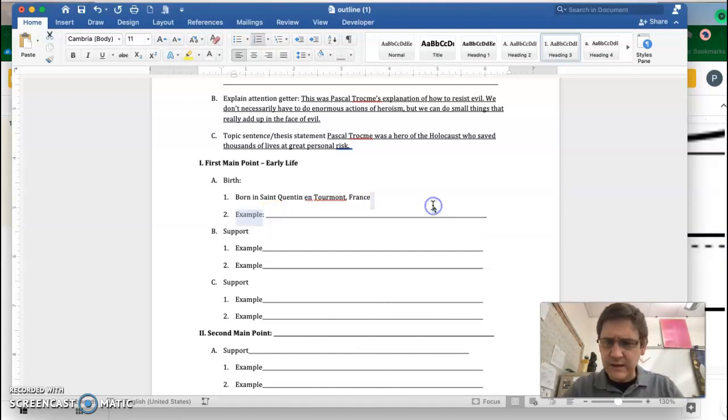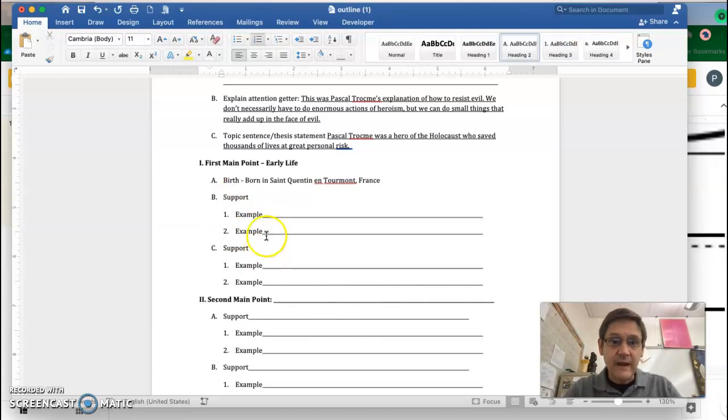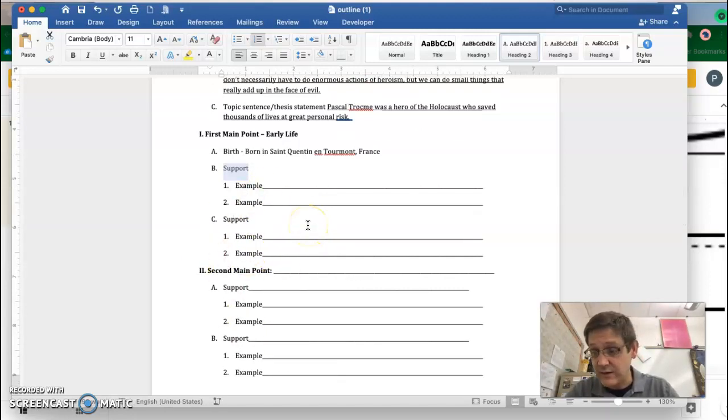So what am I going to do with this second point? Should I just delete it? Actually, no, you do not. If you have an A, you need to have a B. If you have a 1, you need to have a 2. If I don't have anything for 2, if it's like this, that's not okay for outlines. So we'll just put it back with A, and that's all we have for A. That's fine, because we're going to have a lot more stuff for his early life.